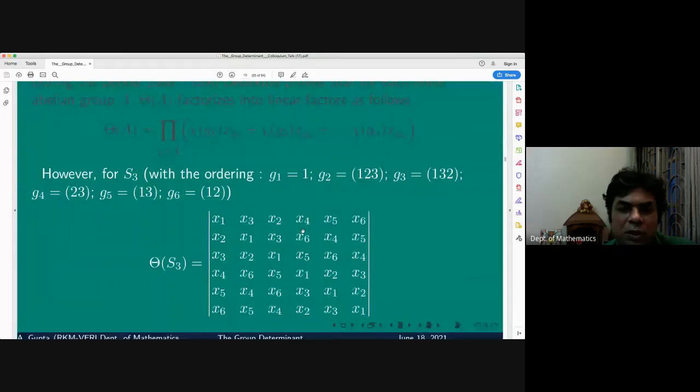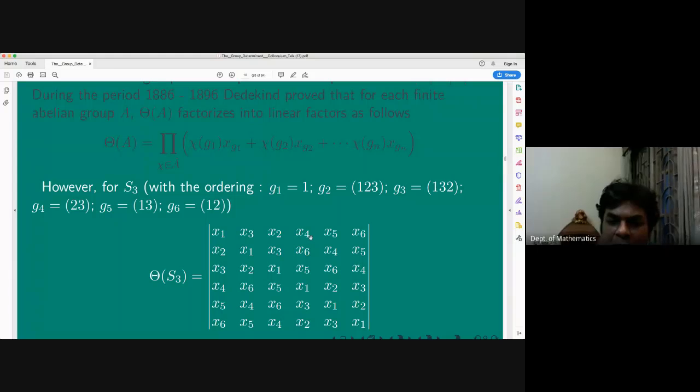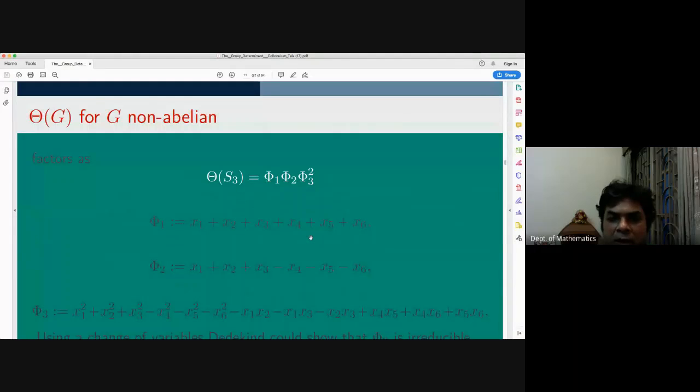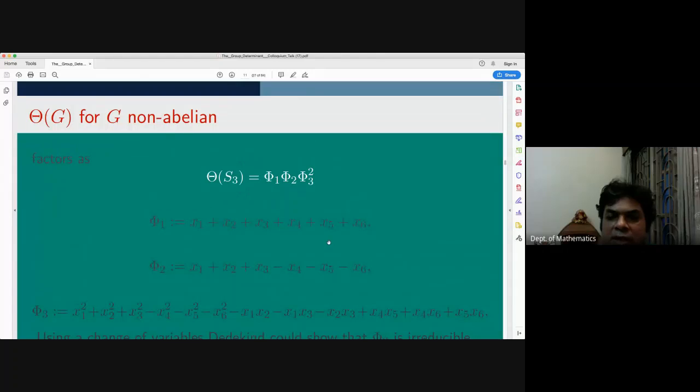There is a highlighting tool in these slides. I should use it. So theta S3 is this determinant, and Dedekind, because he was an excellent mathematician, found that theta S3 factorizes as a product of 3 factors.